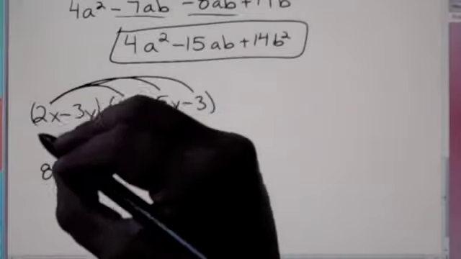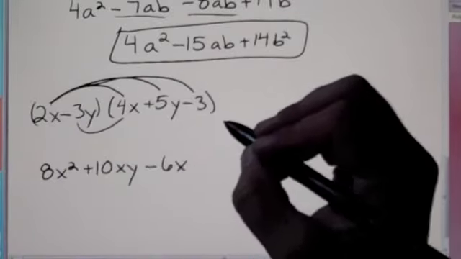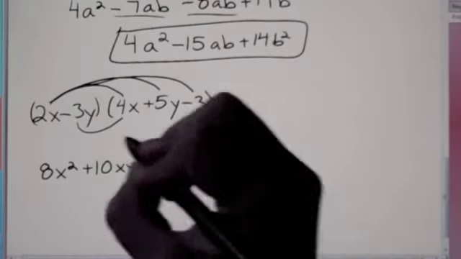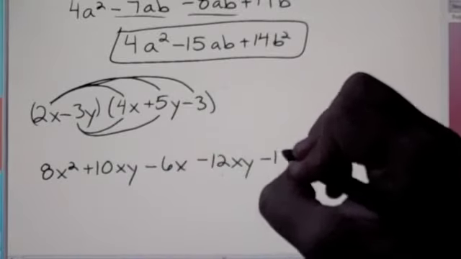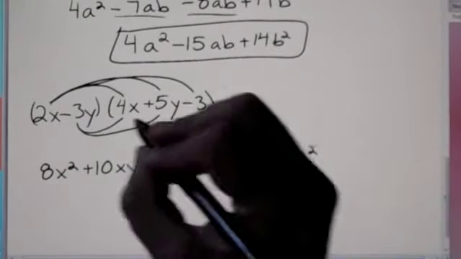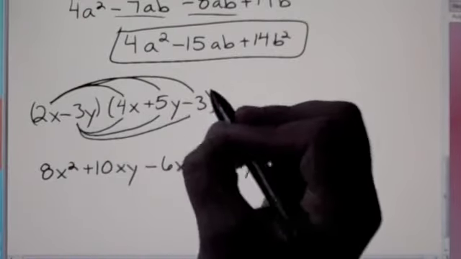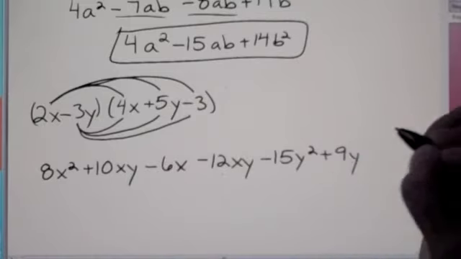Now we're done with the 2x. Now we're going to deal with the negative 3y. So negative 3y times 4x is negative 12xy. Negative 3y times positive 5y is negative 15y squared. Because again, y times y is y squared. And then negative 3y times negative 3 is a positive 9y.